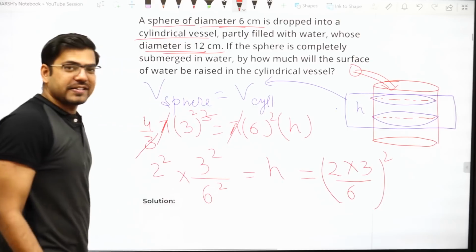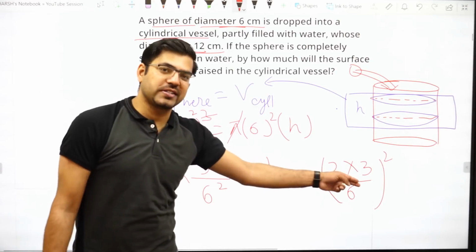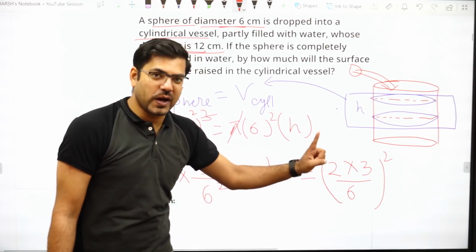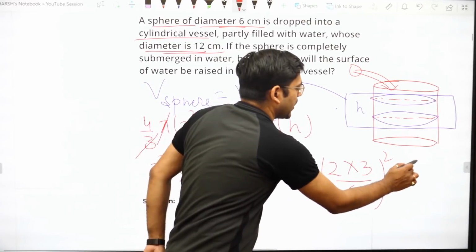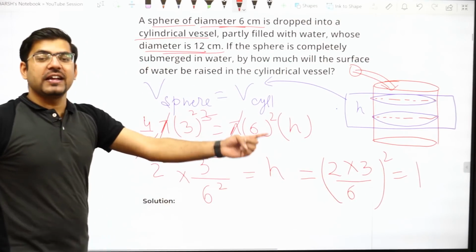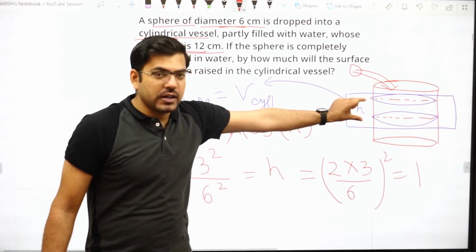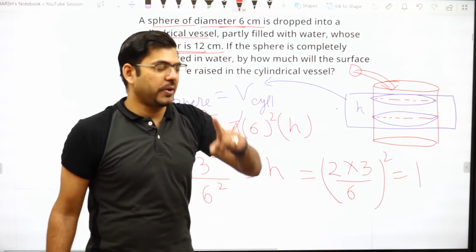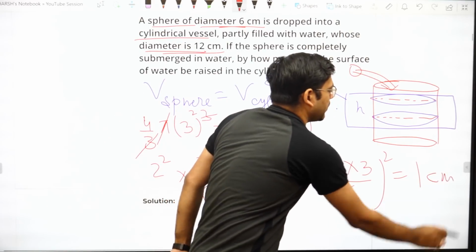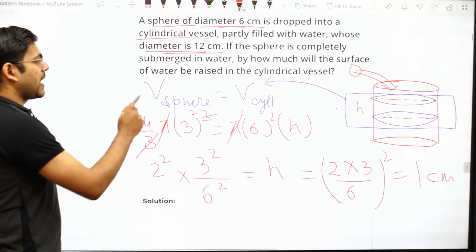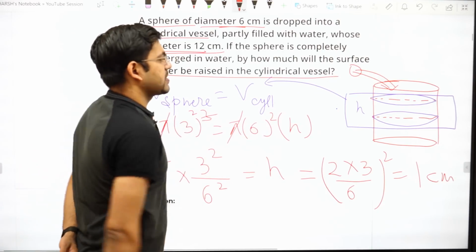Now I guess the answer must be clear to you all. 2 into 3 is 6. 6 divided by 6 is 1. 1 square is 1. So the final answer comes as the height of the water which will rise is 1 centimeter. So this is the answer which we were asked for, the water to be raised in the cylindrical vessel.